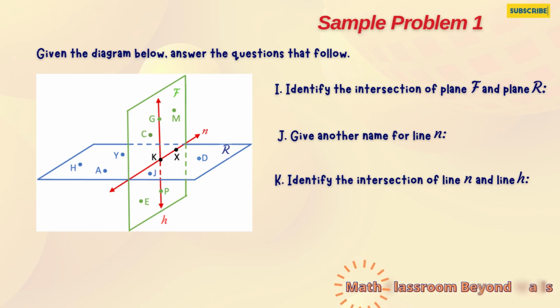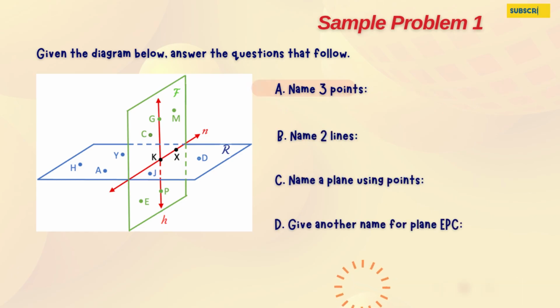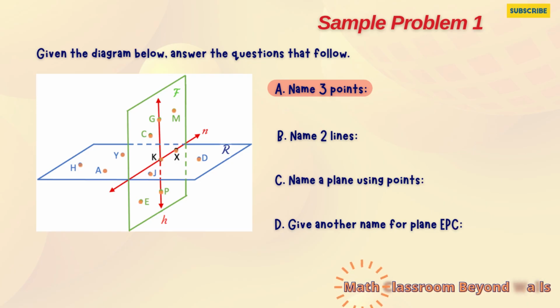Let us start with question A. We are to name 3 points. Remember that points are represented by dots. We have lots of this on the diagram. We will just name 3. So we can have points A, X, and P for our answer.